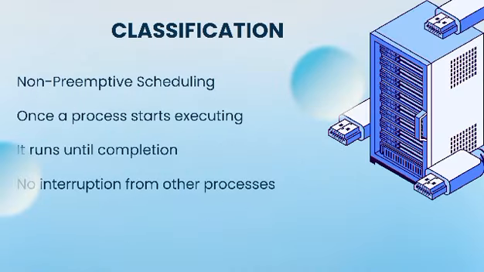FCFS is classified as a non-preemptive scheduling algorithm. This means that once a process starts executing in the CPU, it continues running until it finishes. No other process can interrupt it, even if a shorter or more important process arrives.